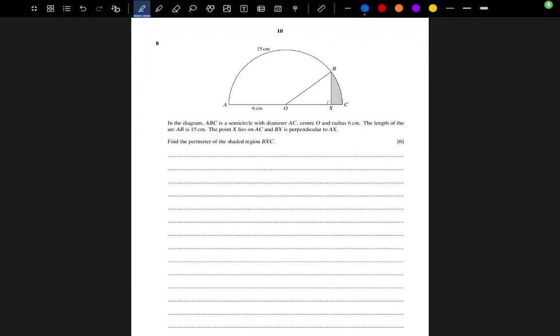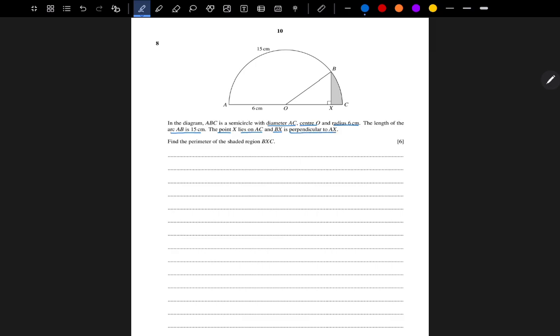This is CAIE A-Level Maths, Summer 2020, Paper 1, Variant 1, question number 8. In this question, it is given that the diagram ABC is a semicircle with diameter AC, center O, and radius 6 cm. The length of the arc AB is 15 cm, and point X lies on AC and BX is perpendicular to AX.